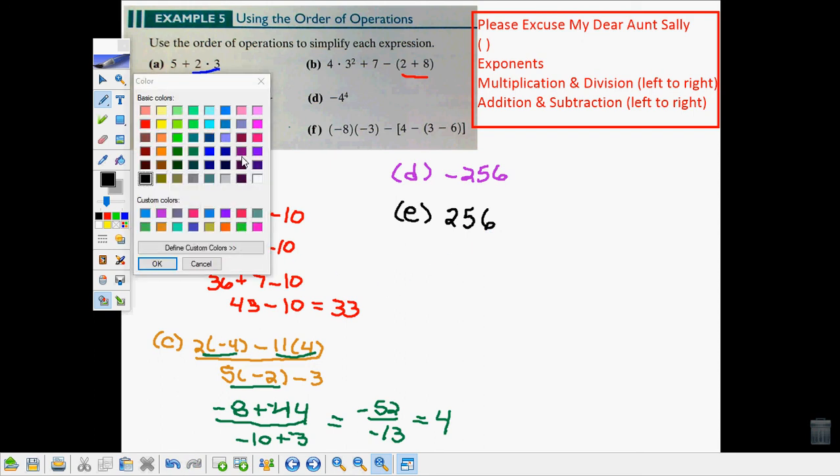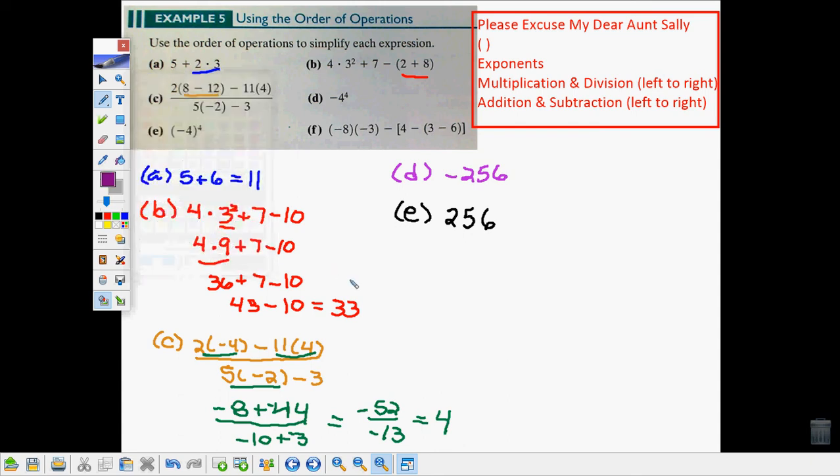Okay, last part, or excuse me, part F. So for part F, we have negative 8 times negative 3 minus, and we have quite a big bracket here. And inside the bracket, we have a parenthesis. So we need to clear this parenthesis on the inside first. So we're going to have negative 8 times negative 3 minus, okay, let's clear that one thing inside the bracket. So we're going to have 4 minus 3 minus 6 gives us negative 3 in parentheses here.